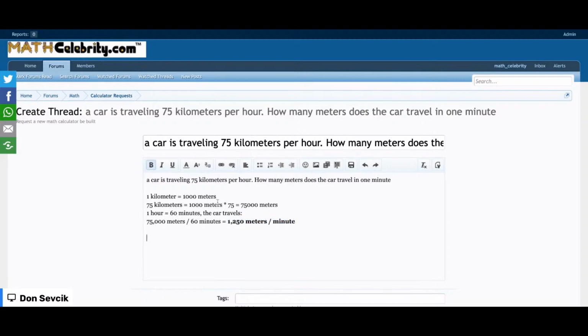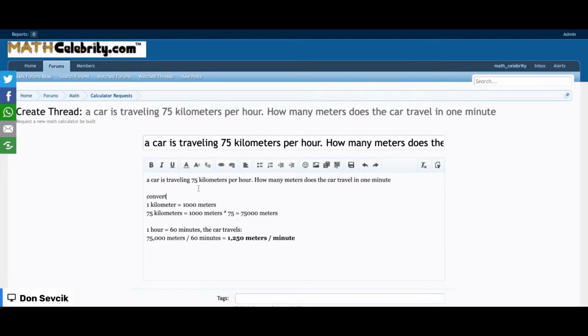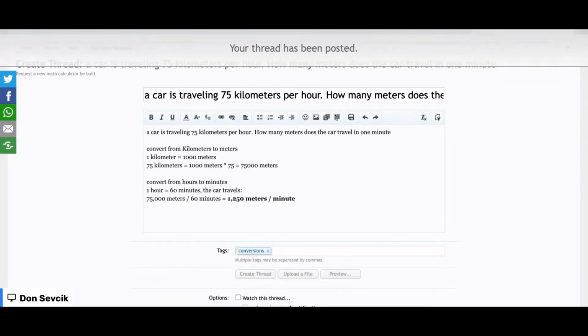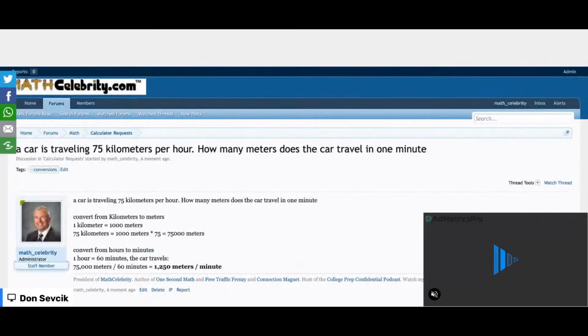So there was some trickery going on here. The problem reads to you in kilometers per hour, but they ask for meters per minute, so we needed to make 2 conversions. Convert from kilometers to meters, convert from hours to minutes. That's it. So this was a big one with conversions. I dodged it for too long.